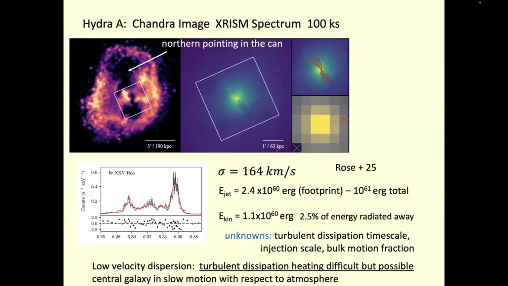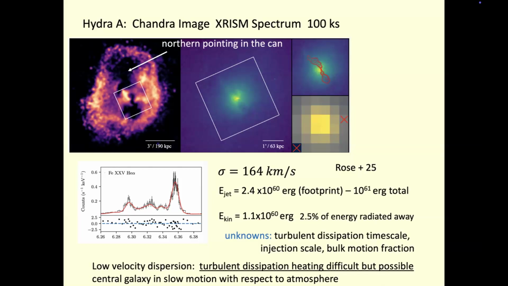On the right-hand side, you see the lovely XRISM image, not so photogenic, but just beautiful photons coming from there. And I show you a blow up of the helium-alpha iron 25 line, showing here the main line and the x, y, and z lines on the left-hand side. And we measured the velocity dispersion, and it's 164 kilometers a second, which is comparable to what we saw in Perseus. But the total power in this system is about 10 times larger.